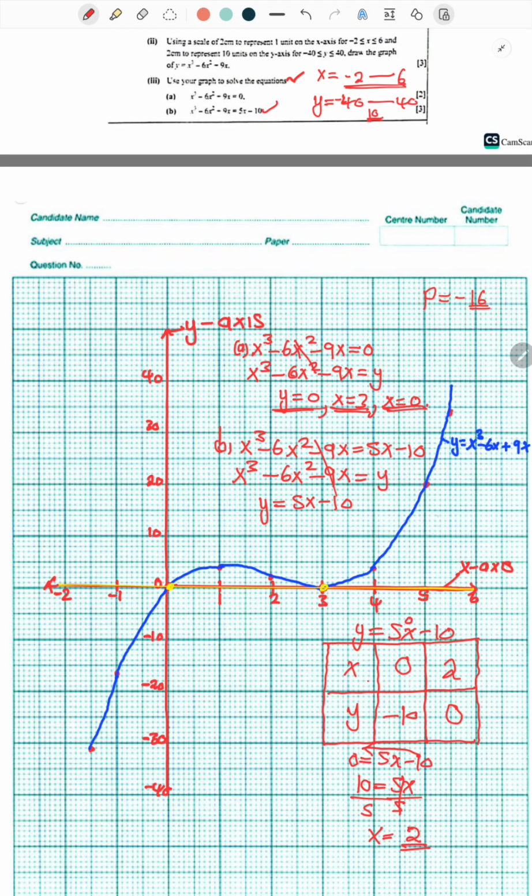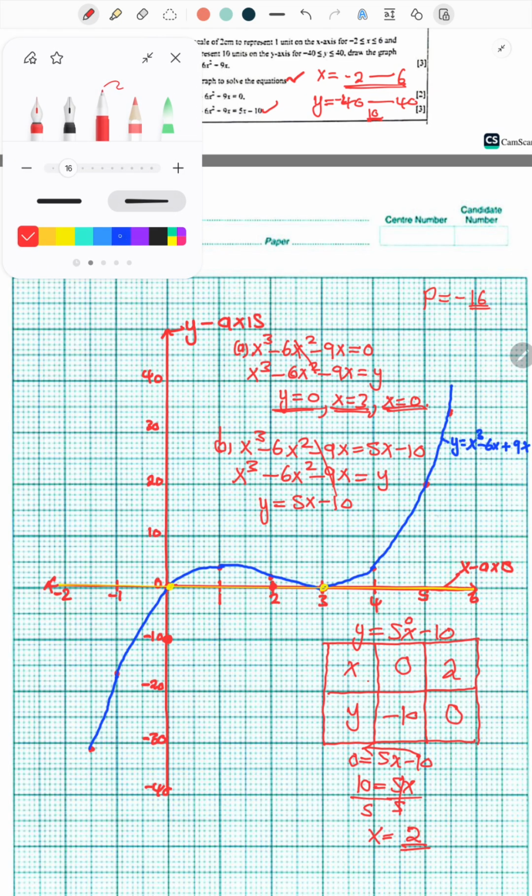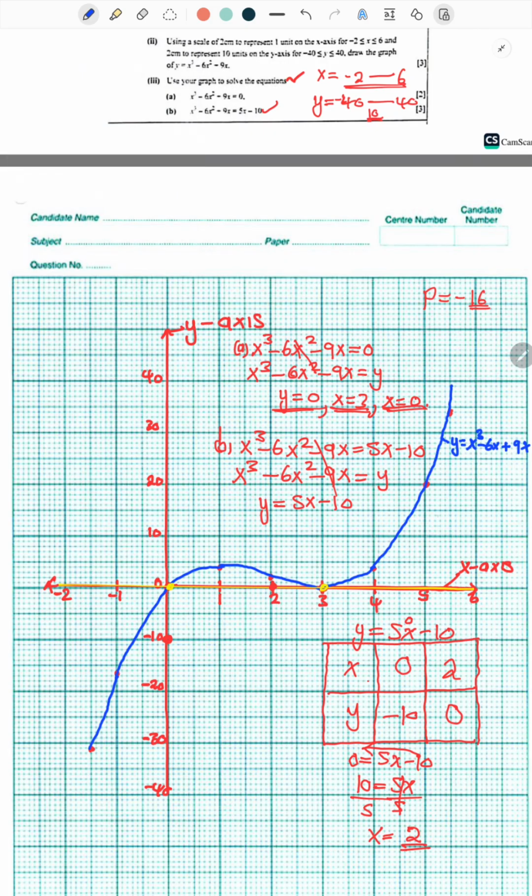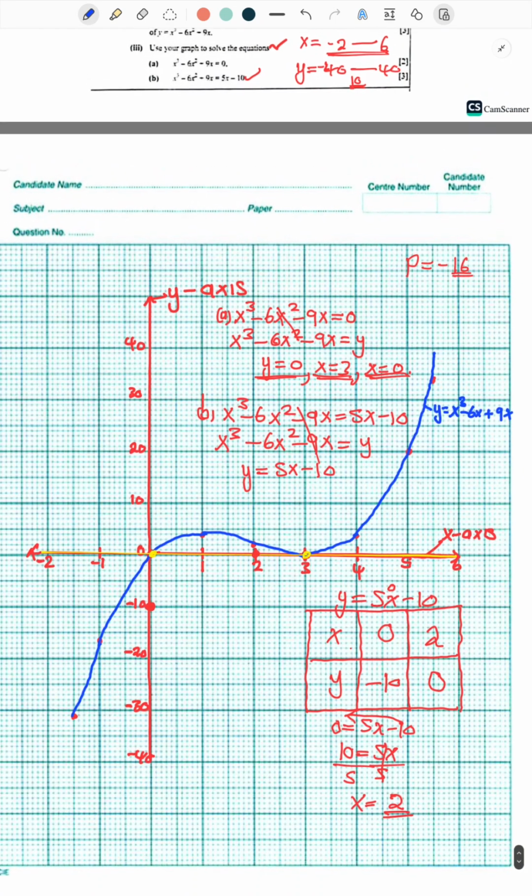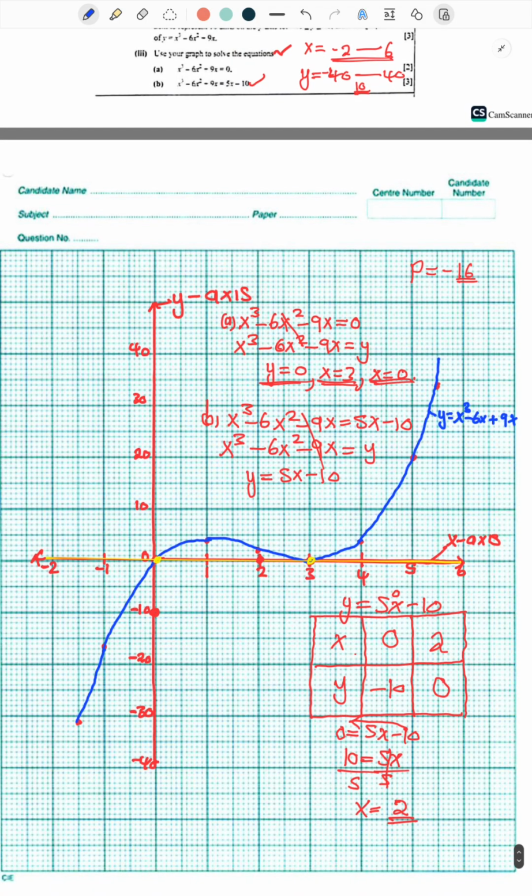So now let's try to mark those points. 0, negative 10 is going to be here. Then 2, 0 is this point here. Then you get your ruler and draw a line. Let me draw the line using another color. Let me use blue. The line is going to move all the way across and cut the graph. So make sure it cuts the graph.